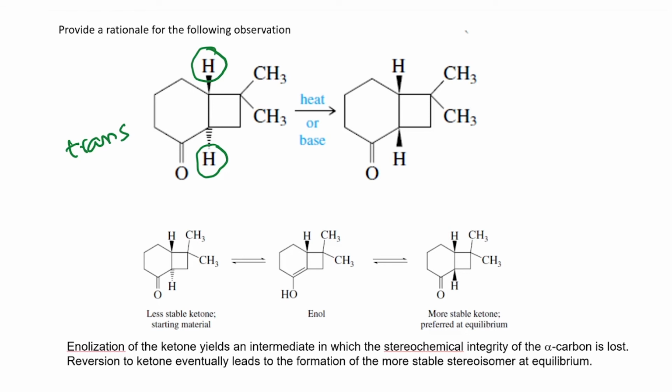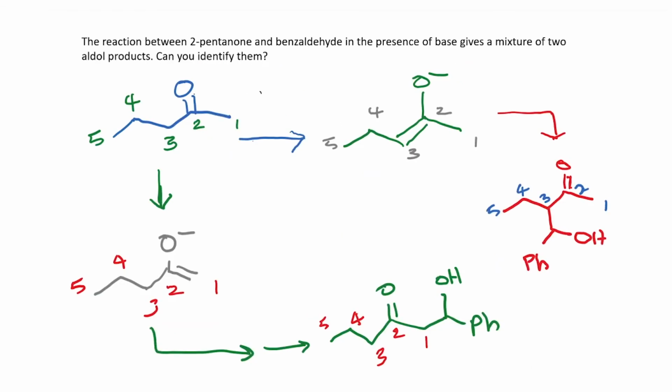So enolization of the ketone yields an intermediate in which the stereochemical integrity is lost. This is exactly the way we would have suggested it. However, the difference here is that when you have a choice between an extremely stable and an unstable stereoisomer, it eventually leads to the formation of the more stable stereoisomer at equilibrium. Now let's move on to the next question.